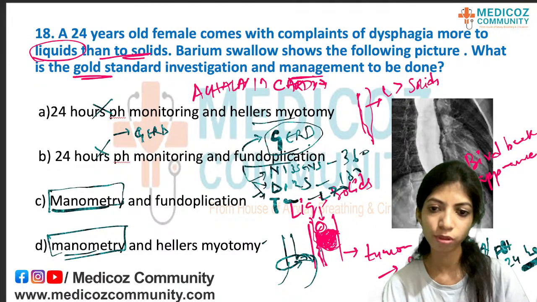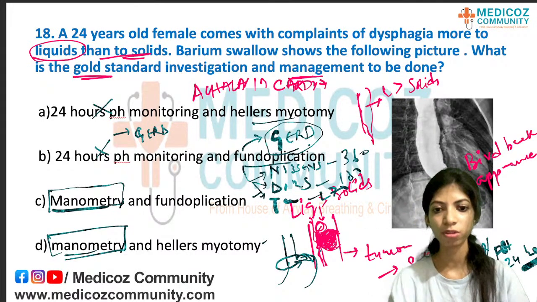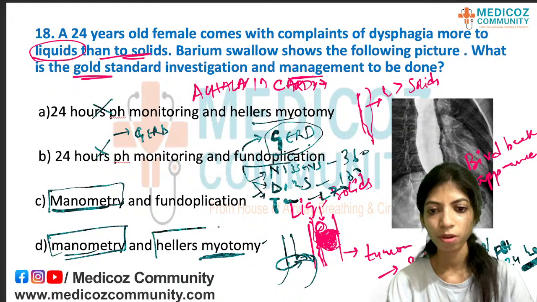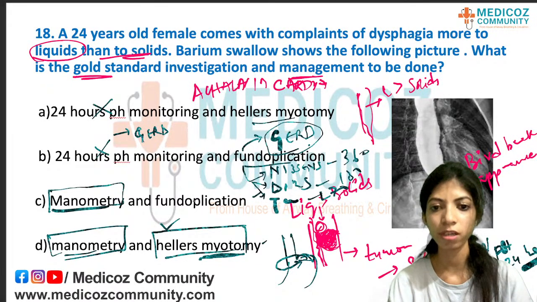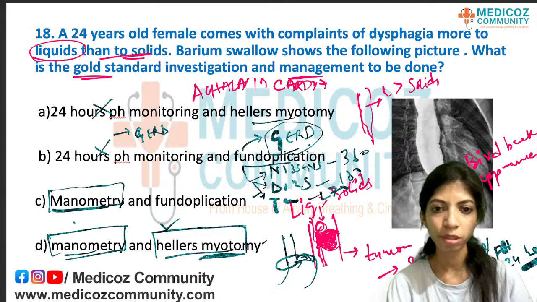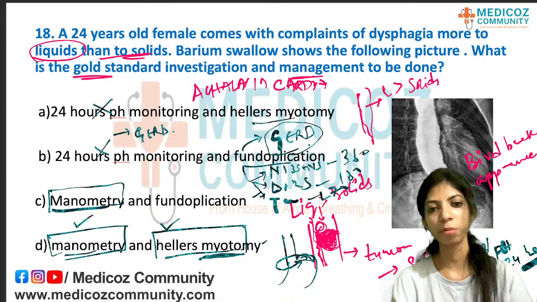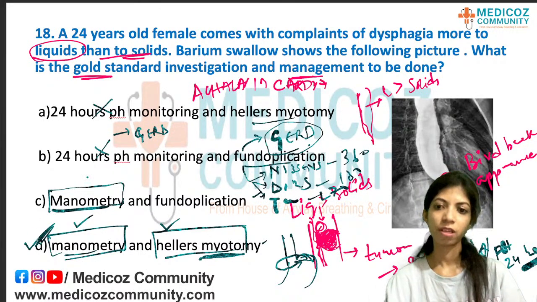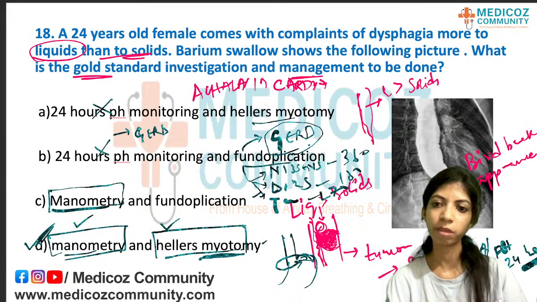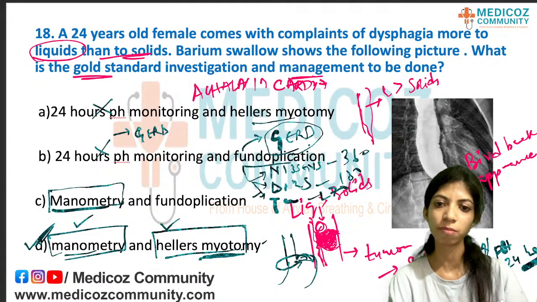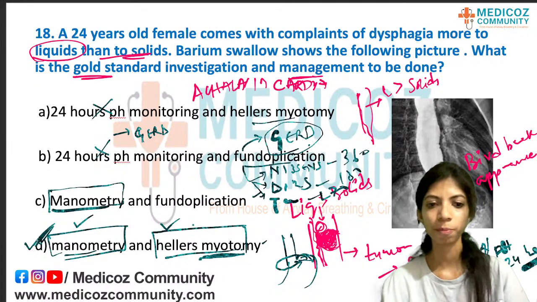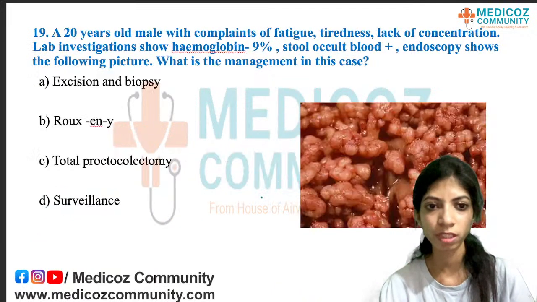In achalasia, what will you do? You'll do an endoscopy and you'll just do this laparoscopic Heller's myotomy. You'll just put a slit in the muscle there. So Heller's myotomy is the management for achalasia cardia, and manometry is the gold standard investigation. You have to remember these gold standard investigations. So option D is our answer. Here you have covered the questions for bird beak appearance, dysphagia more to liquids than solids, myotomy and pH monitoring, and also manometry and myotomy. So let's move on to the next question quickly.